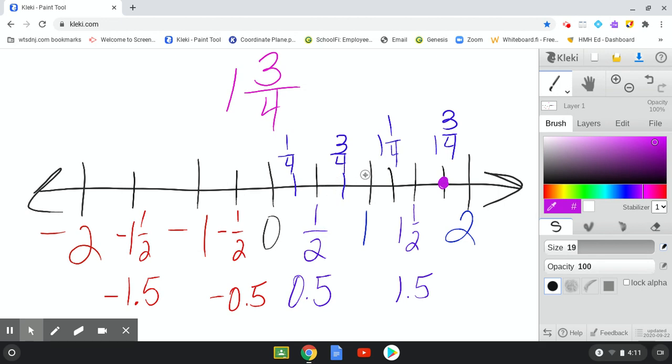All right. So if I wanted to graph, let's say negative 1/4. Well, negative 1/4, first of all, is going to be on the left side, and it would come before a negative 1/2. So that would end up being the tick mark right here. So this would end up being negative 1/4, and I would plot a point there.